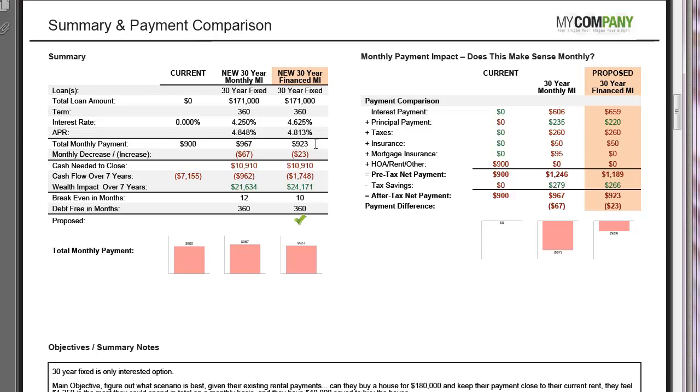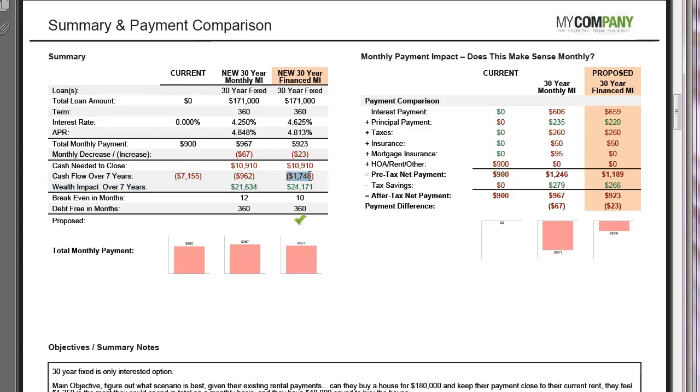And this is showing that after-tax payment. If I have that closed, it'll show the full payment. You can show it either way. The monthly decrease or increase, your payment's going down on an after-tax basis by $67 a month. Here, your payment's going to be a little bit higher by $23 a month. Cash needed to close, you're going to need $10,910 to close this with both of these scenarios. Now, this is cool. Cash flow over 7 years. You're going to be out of pocket over 7 years as a renter, $7,155. If you were to buy this with a 30-year monthly MI, your net out-of-pocket expense, $962 out of pocket.